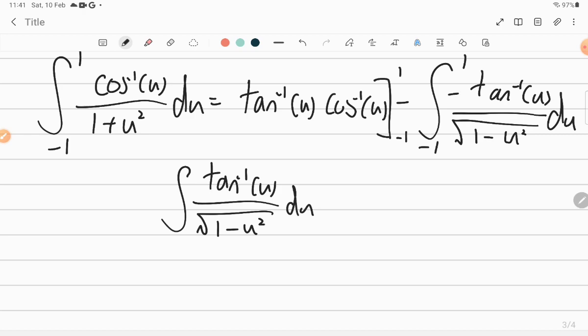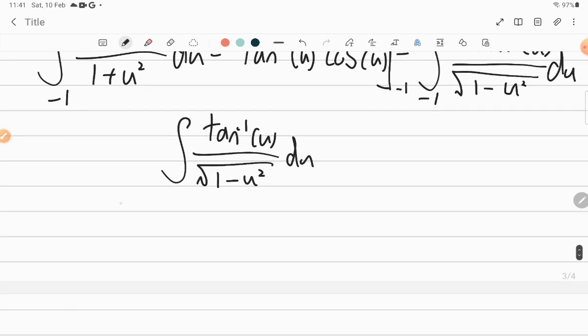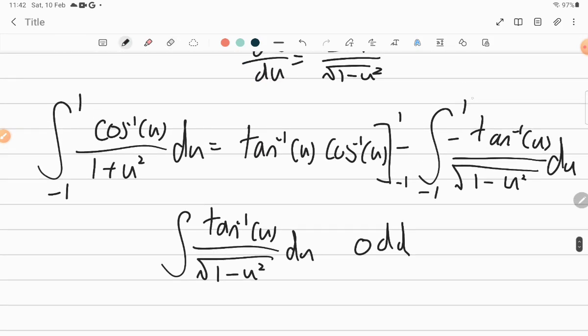Actually, if we set f of u equal to this, this is just an odd function. Arctan of negative u is equal to negative arctan of u. And the square root of 1 minus u squared is even, so this will become an odd function. And if we integrate an odd function from negative 1 to 1, that just cancels out, and that will become 0. So negative 1 to 1 is just equal to 0.